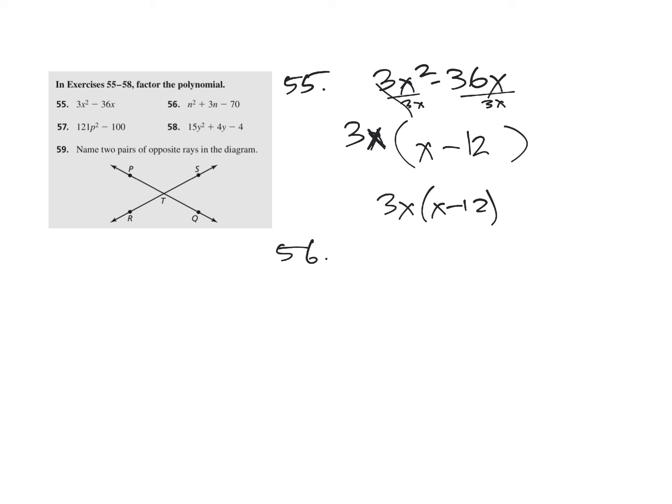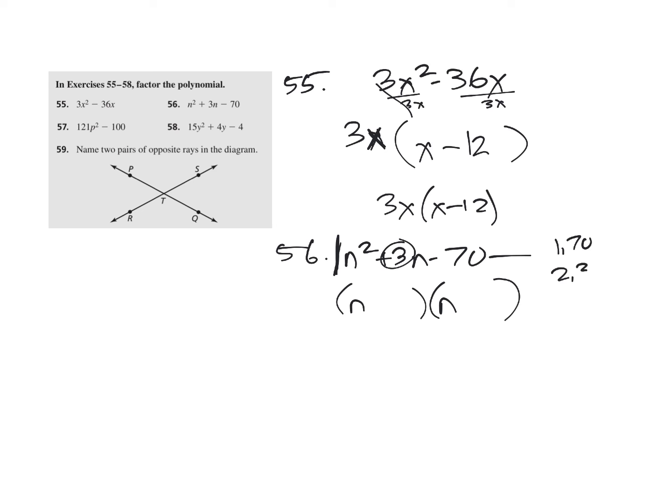56. N squared plus 3n minus 70. So as long as this is a 1 here, all you have to do is put your variables there and give factors of 70. 1 and 70 that add up to a positive 3. 2 and 35. 3 doesn't work. 4 doesn't work. 5 goes into it 14 times. 6 doesn't work. Hey, 7 and 10. We can stop there because we can get 3 out of 7 and 10. It needs to be positive, so it's a positive 10 and a minus 7.